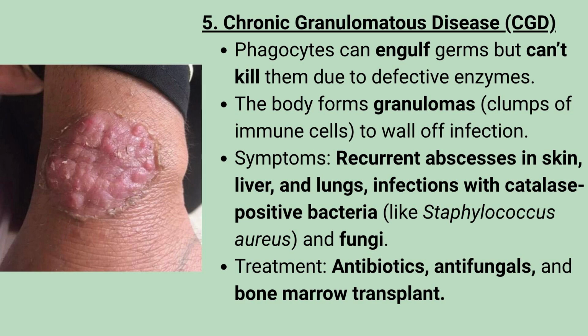Chronic granulomatous disease. This is a phagocyte disorder. The white blood cells called phagocytes can engulf microbes but cannot kill them due to a defect in enzymes. The body forms granulomas, that is, clusters of immune cells around the infection. Symptoms include recurrent abscesses in skin, liver and lungs, and infections with catalase-positive bacteria like Staphylococcus aureus and fungi. Treatment includes antibiotics, antifungals and sometimes bone marrow transplant.